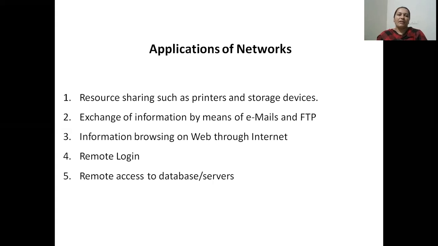The first main application of computer networks is resource sharing. Some of the resources like printers and storage devices or even softwares for that matter can be shared on a network. So resource sharing means the printer, storage devices and powerful, costly softwares can be installed on one particular powerful computer on the network, and these resources can be shared with all other devices who are connected to that particular network.